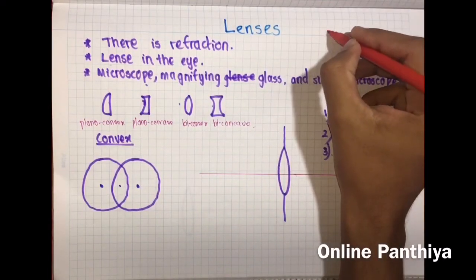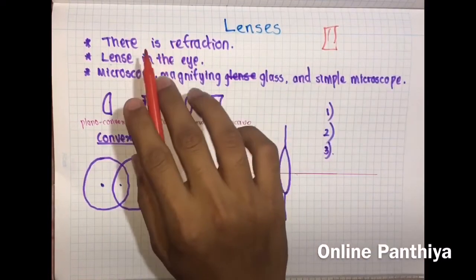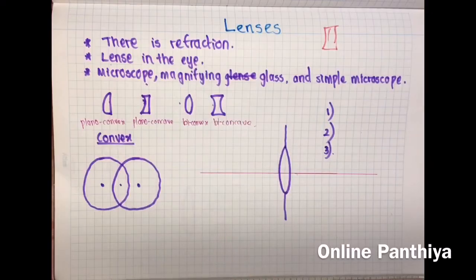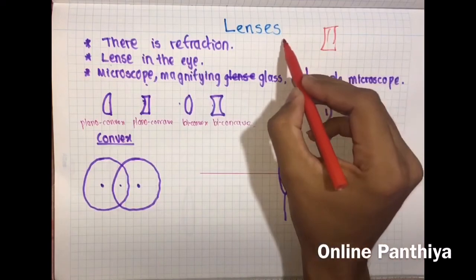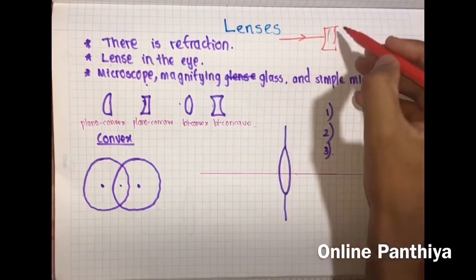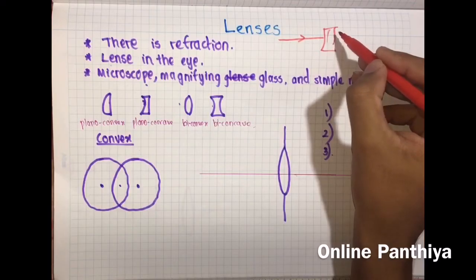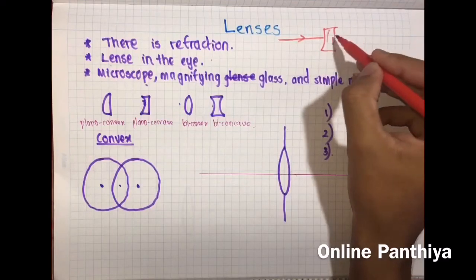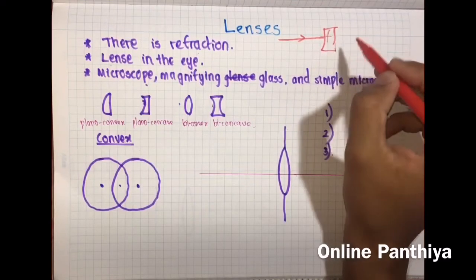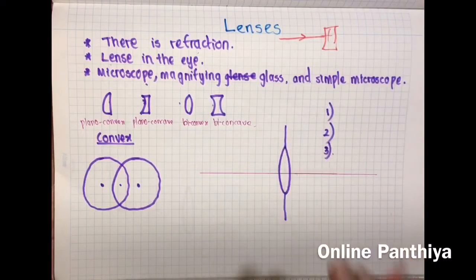Now consider there is a lens, and the first point I have said is that there is refraction. That means when a light ray passes through this lens, there is refraction in the ray. That means there is a small change in the ray. It will not go directly. Okay, we'll study further when we come to the lens part.